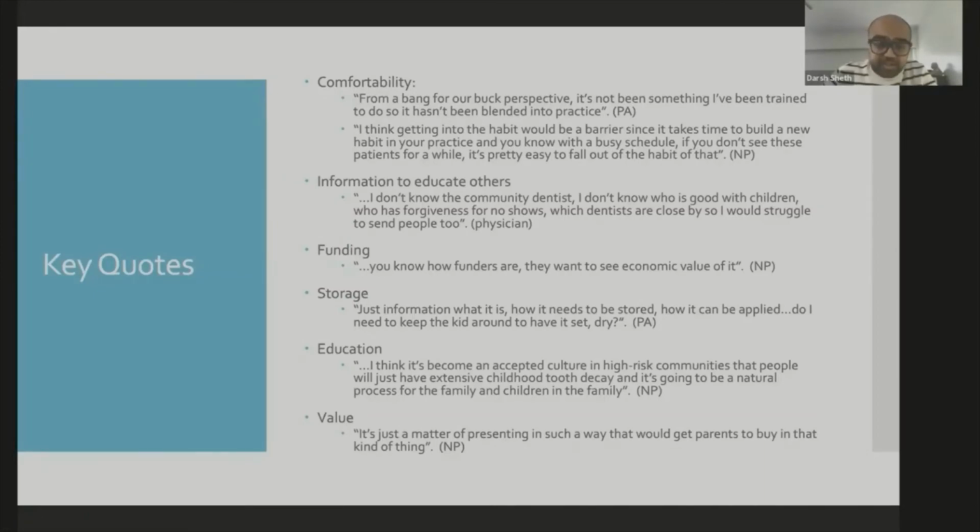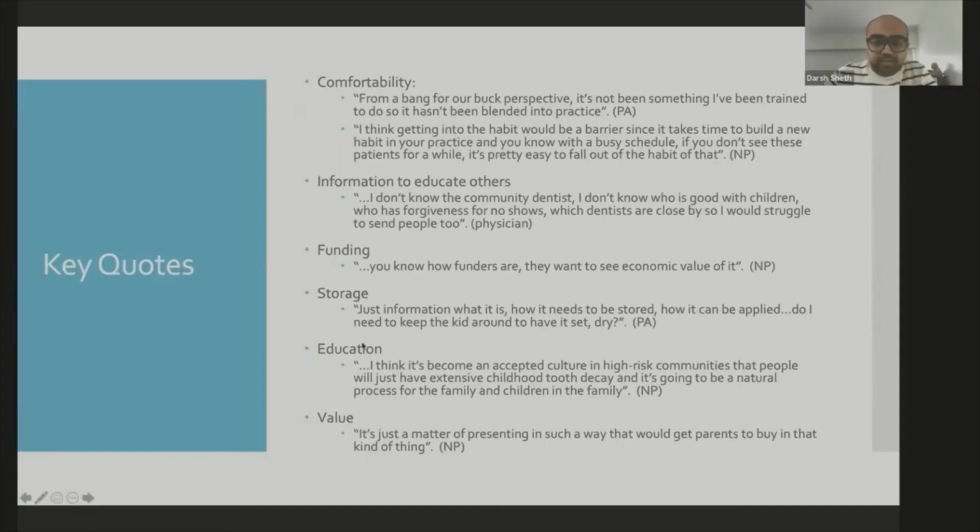to educate others. In terms of funding, one nurse practitioner noted that, you know how funders are, they want to see economic value of it. So if you're working in a setting where it's a provincial primary care clinic, such as in Winnipeg, it's a Winnipeg Regional Health Authority funded clinic, you would have to show what the economic value of providing a caries risk assessment tool in these practices is, so that you would get the funding to get the tools, to get the fluoride varnish to actually conduct a caries risk assessment tool. So that was one of the key barriers identified.